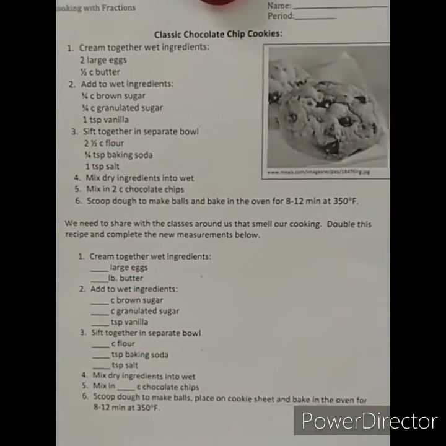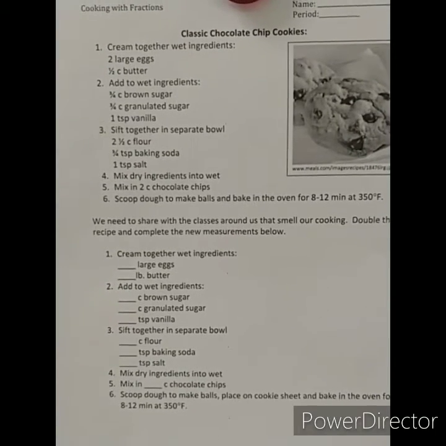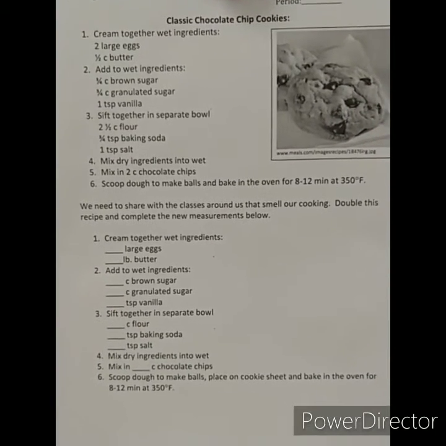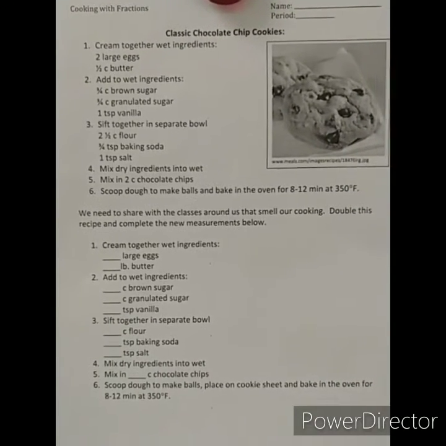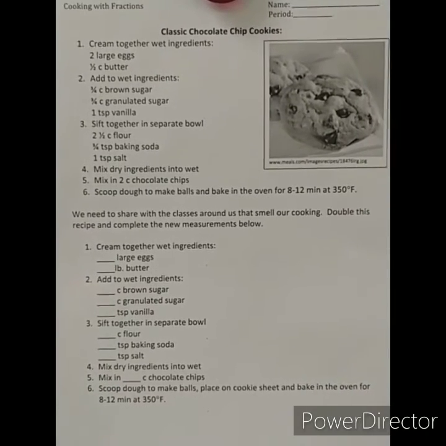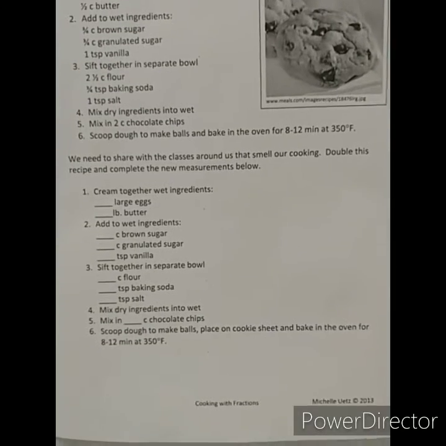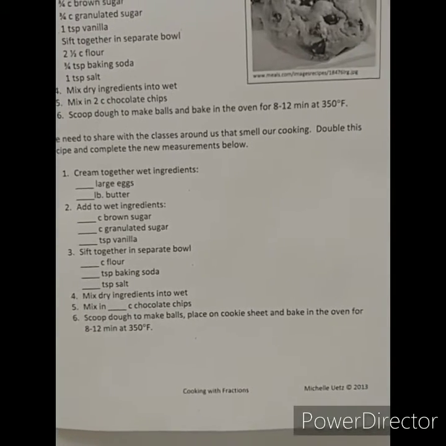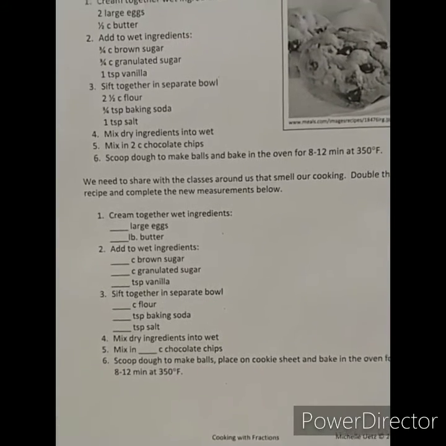Okay, so here is the recipe and the activity that I'll be using to work with you. This is kind of the I do, we do together. If you had been here in class, I would have given you this paper in person, but we're going to do this together online right now. So I have a recipe for classic chocolate chip cookies, but it says we need to share with the classes around us that smell our cooking. So we're going to double this recipe and complete the new measurements below.